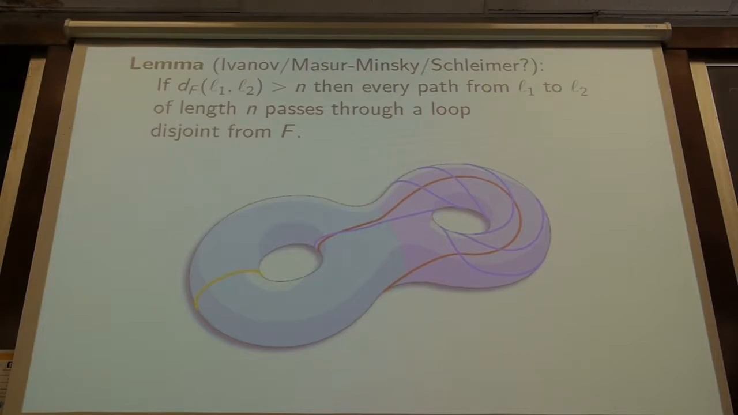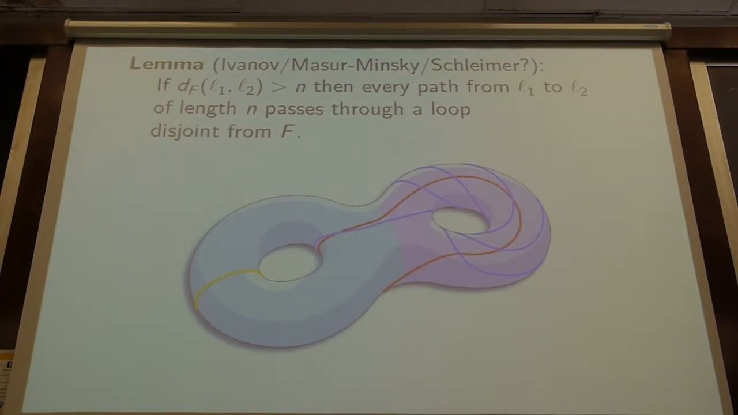Okay, so having a high distance subsurface in the curve complex means that any path between these loops sees the subsurface, and it gets out of the way of it, right? It has to take that subsurface into account somehow.